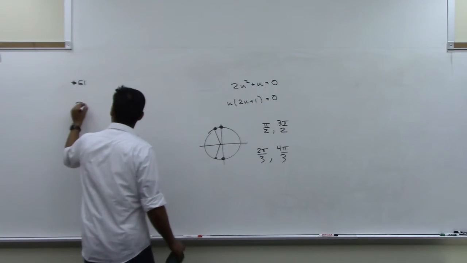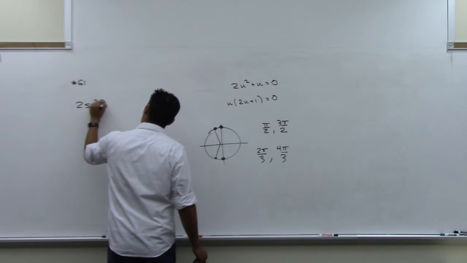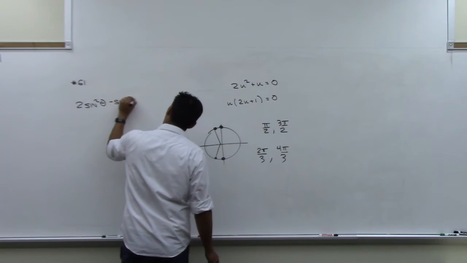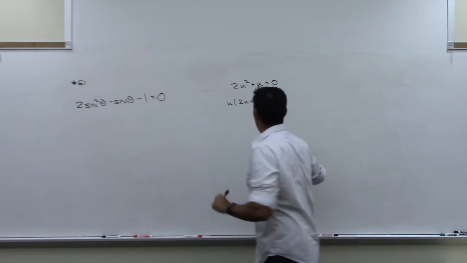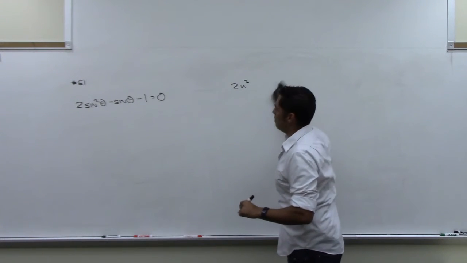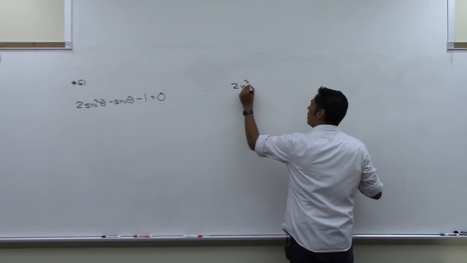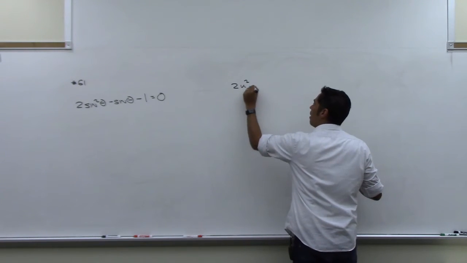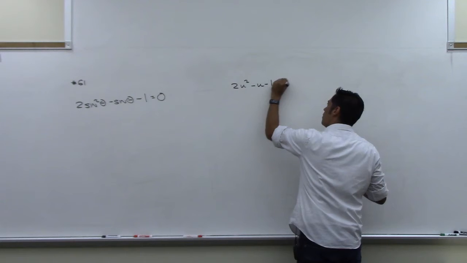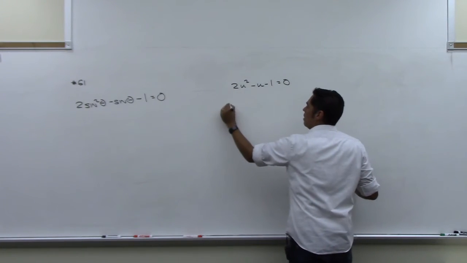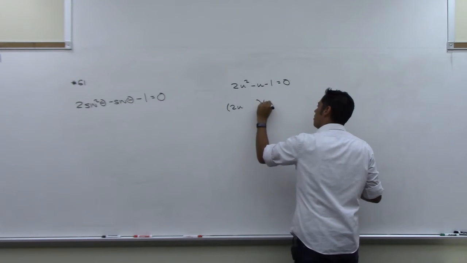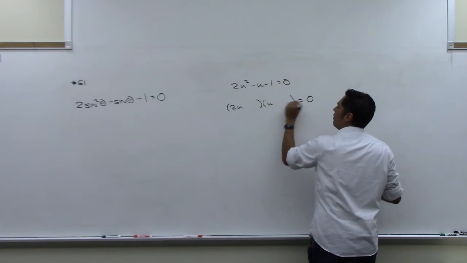Two sine squared theta minus sine theta minus 1 equals 0. Again, if we were to look at this like a quadratic, if we replaced the u with sine, it would look like 2u squared minus u minus 1 equals 0. Three terms here, we can't pull out a common factor like we just did. So we have to do the good old AC method, guess and check, whatever you're comfortable with.